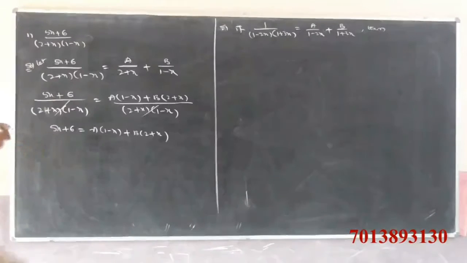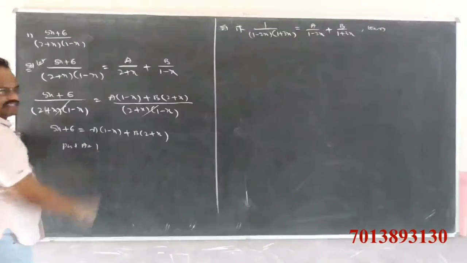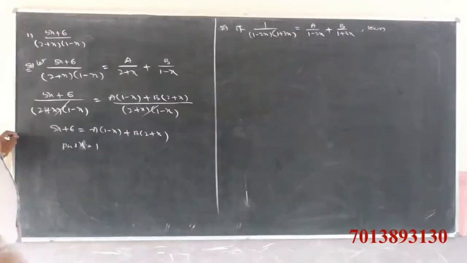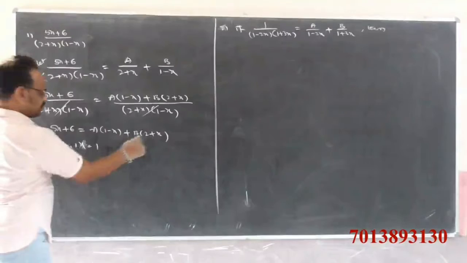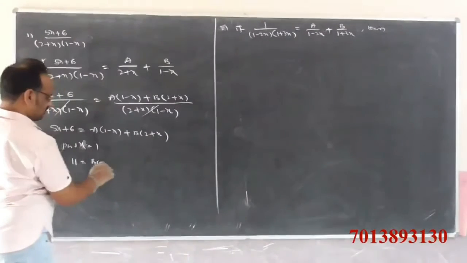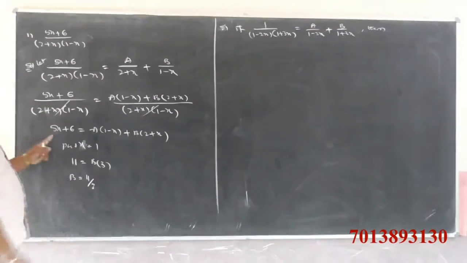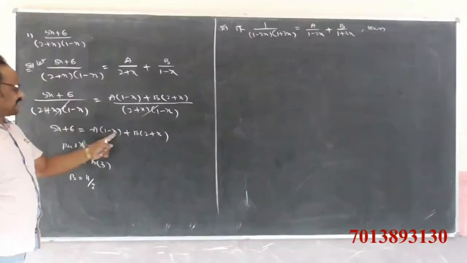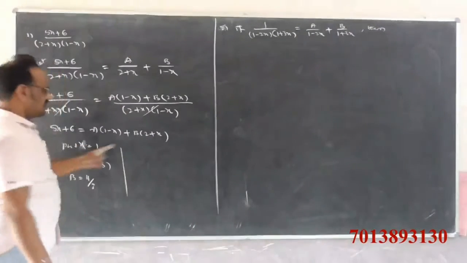We want the values of A and B. Putting x is equal to 1, clearly the A term is 0. 5 ones are 5, 5 plus 6 is 11, which is equal to B into 2 plus 1. 1 minus 1 is 0, so this term is 0. 2 plus 1 is 3, so 3B. So B is equal to 11 by 3.